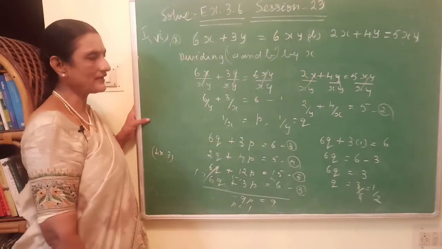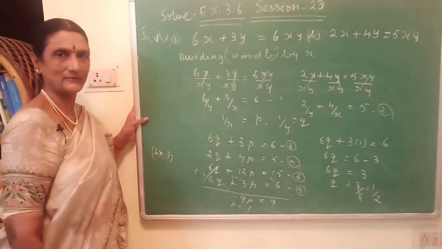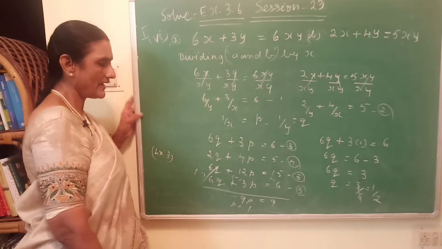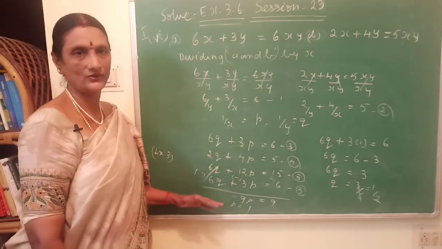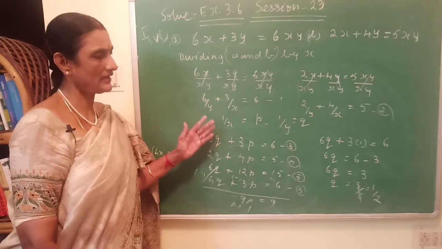Are you understanding? So up to this, have you followed what I have done? I have divided all the terms of both the equations by xy, and finally I got this solution. From here I have to go for x and y. So we are going to do that.